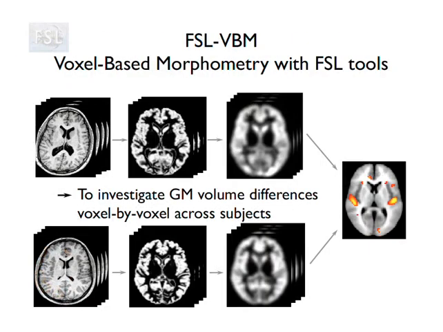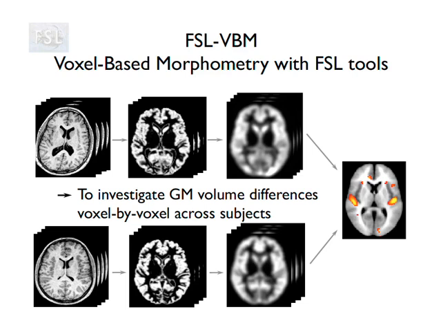Probably the most common technique, however, for analyzing morphometric data with MRI is called voxel-based morphometry, or VBM. And FSL has a tool for automating much of this processing.